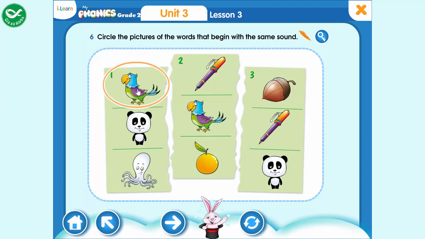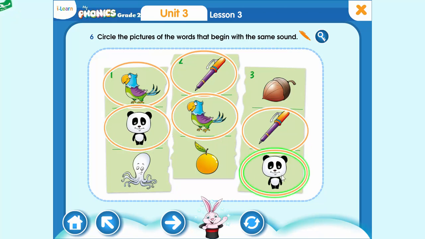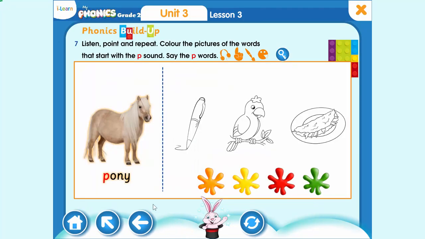Parrot. P, pen. P, parrot. P, panda. Pony. Pen. Parrot.